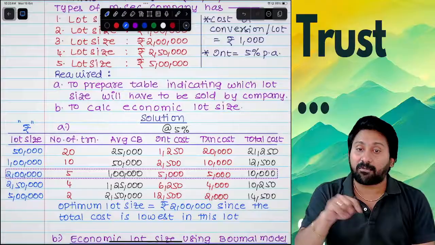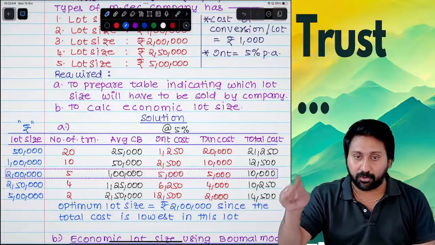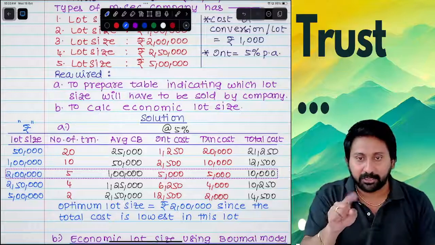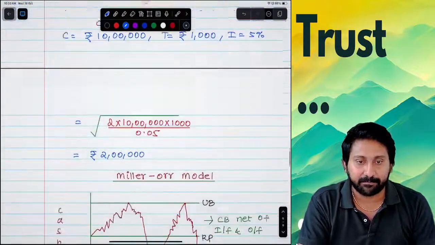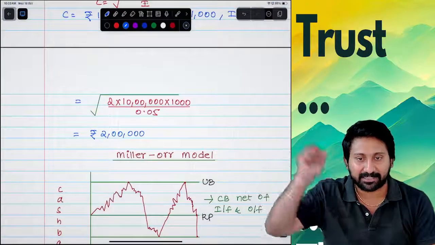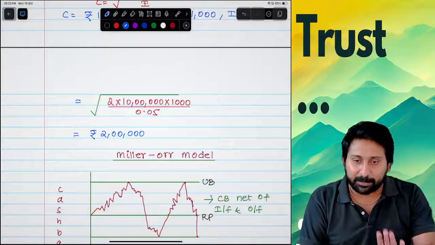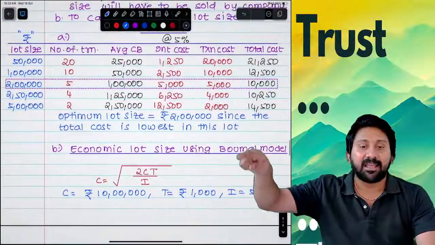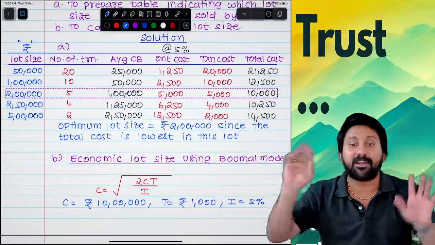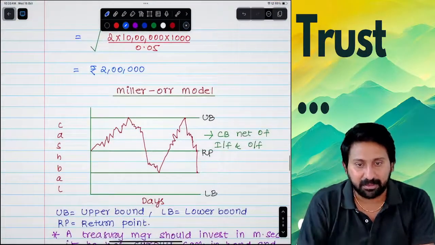According to the Baumol model, what is the formula? Root of 2 into 10 lakhs into 1000 divided by 0.05. Using that, how much is the answer? Let us see. 2 lakhs. That's all. Means what? Actually, as per the Baumol model, you need not do all those things. Directly, you will get this answer. Randomly, they have given this table. Here also the same answer you will get. That's our optimum size.